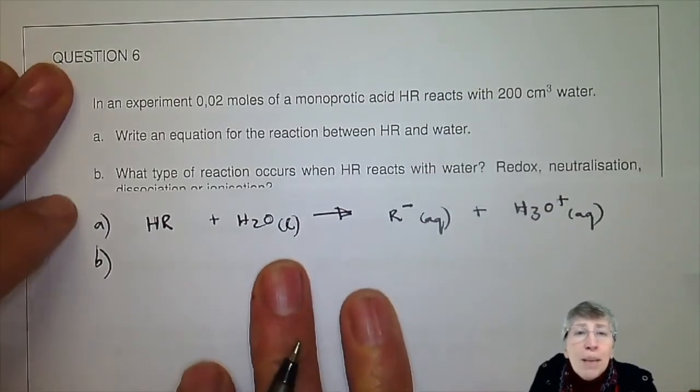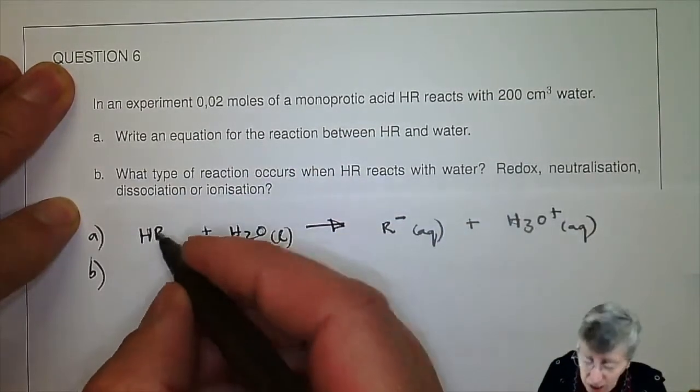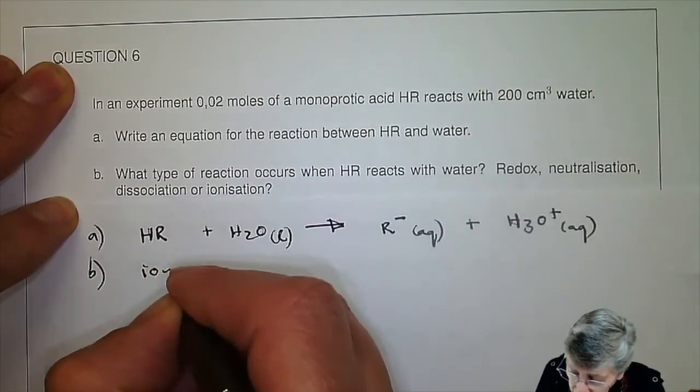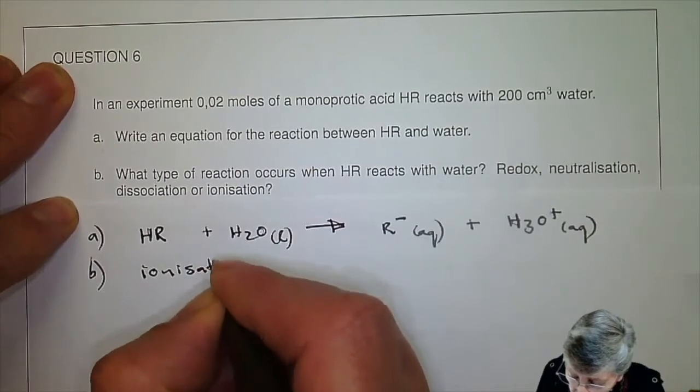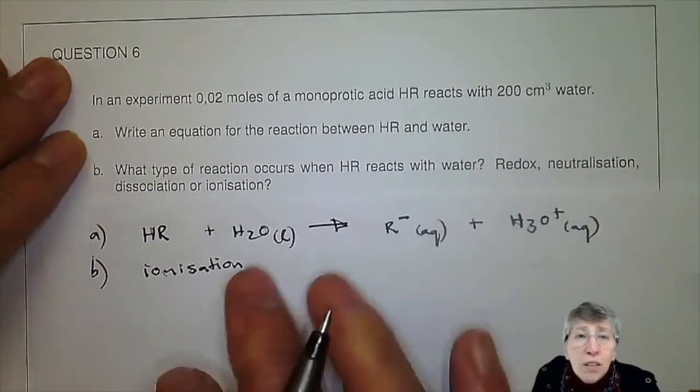Moving on to number B, what type of reaction? Now, this is an acid, and we know acids ionize, so it's ionization because it makes ions by reacting with the water, right?